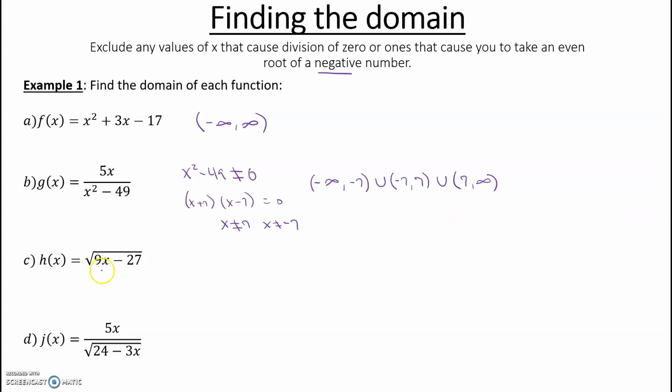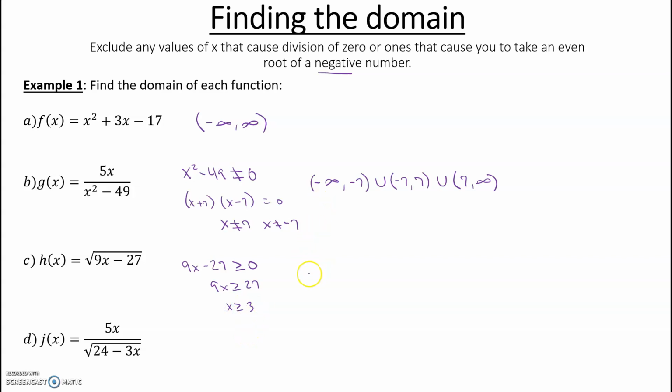All right, next one. Remember, you can't take the square root, well, it's imaginary, but we're not going to take the square root of a negative number. So we know 9x minus 27 has to be greater than or equal to 0. We need that number to not be negative. It can be 0. So we're going to add 27. 9x has to be greater than or equal to 27. And we're going to divide by 9. X has to be greater than or equal to 3.